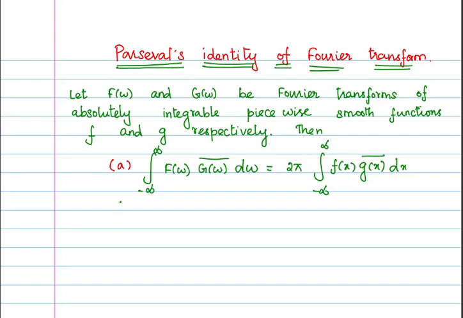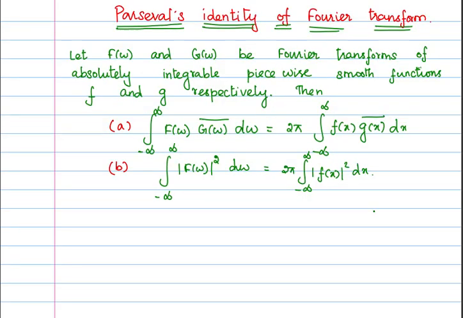Now suppose F of omega equals G of omega and f of x equals g of x. Then that is our second identity: the integral from minus infinity to plus infinity of the spectrum energy. We already know that the absolute value squared of F of omega is the energy of the spectrum of f. This is equal to 2 pi times the integral from minus infinity to plus infinity of the absolute value of f of x squared dx. So these two are the important Parseval identities.